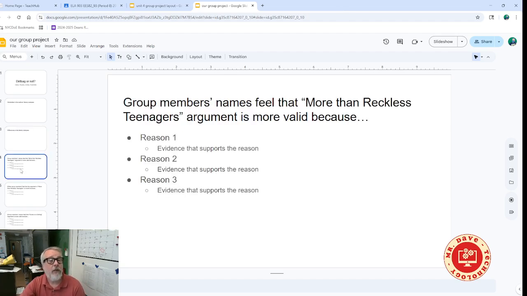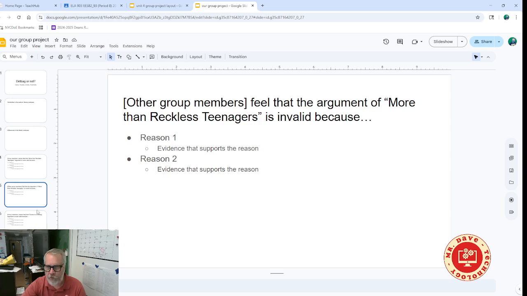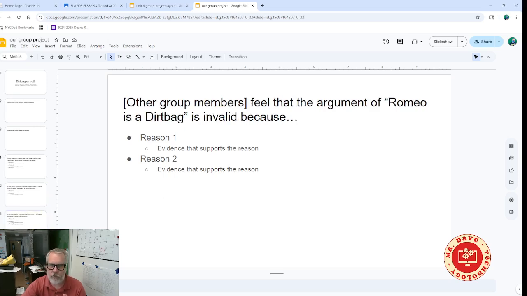Then, I would probably break this down. So if you've got 4 people, like I have in my group here, I would do one person working on this slide, one person working on this slide, one person working on this slide, and one person working on this slide.